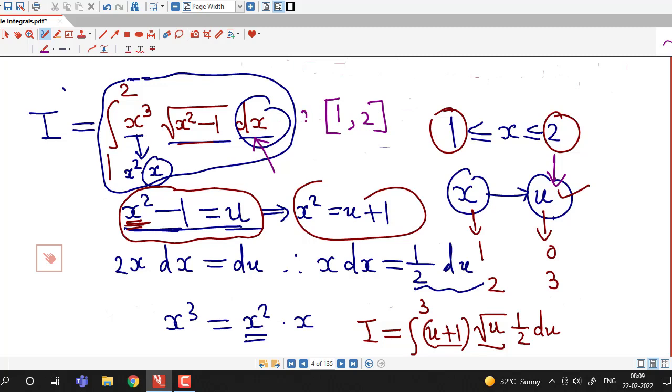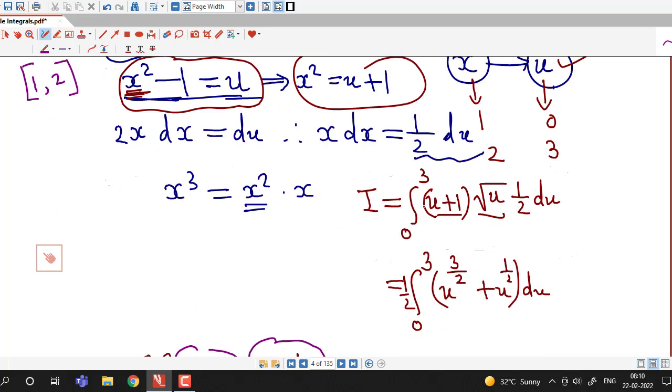For limits of x we can say that x lies in the interval 1 to 2. So here the region of integration was the interval 1 to 2, but in this case the region of integration is the closed interval 0 to 3. So the region of integration is also changing.